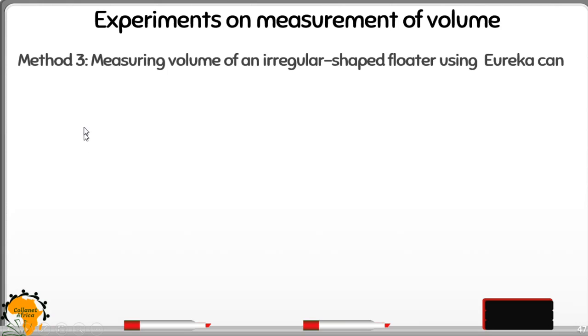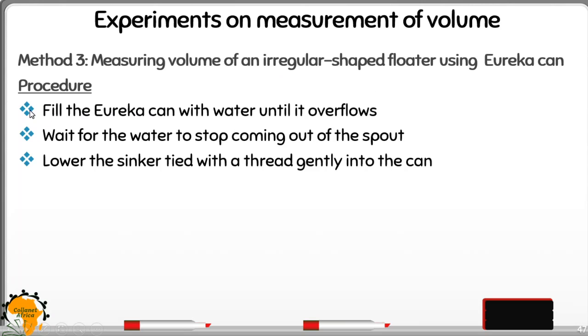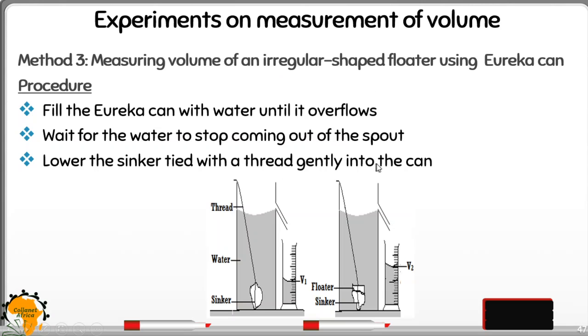We proceed to method number 3, where we now want to measure an object that is floating, a floater. And in this case, remember we said one of the requirements is that the object must sink. So we must use a sinker. And we proceed as follows. We put the water the way we've done, but first we need to measure the volume of what we are calling the sinker.